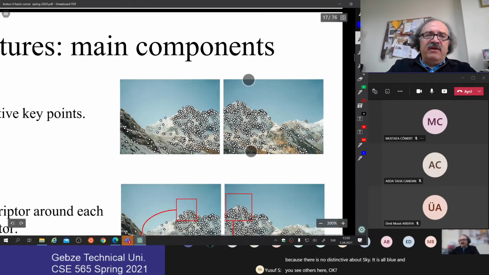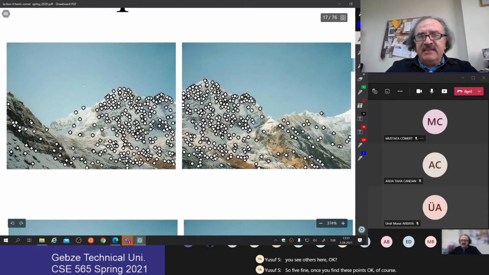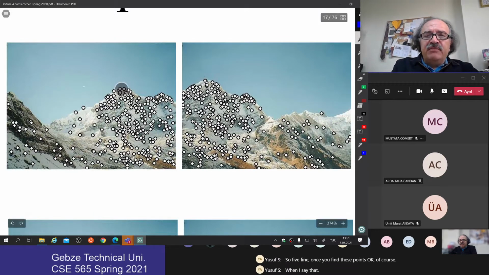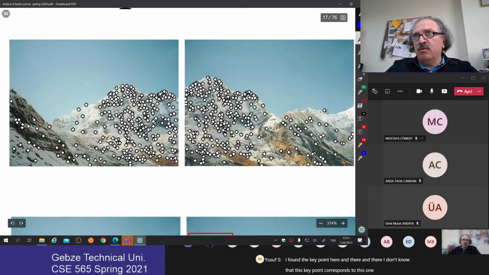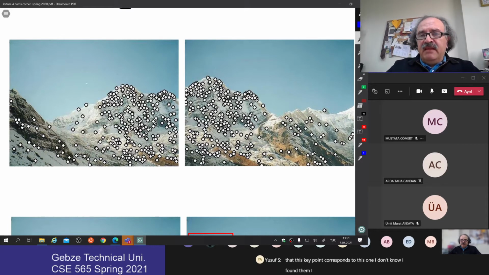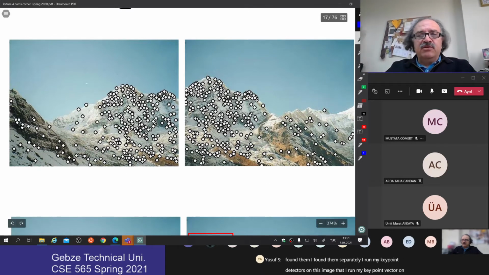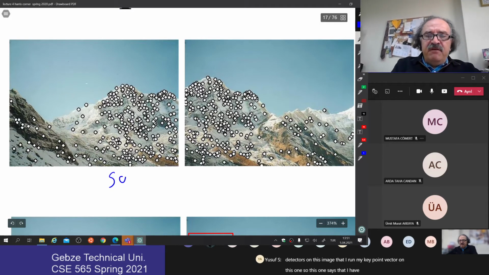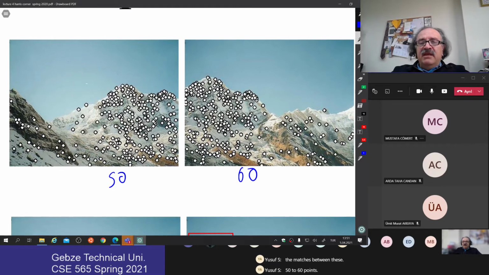So once you find these points, of course, when I say that I found a key point here and there and there, I don't know that this key point corresponds to this one. I found them separately. I run my key point detector on this image, then I run my key point detector on this one. So this one says that I have 50 key points. This one says that I have 60 key points. Now it is up to me to make the matches between these 50 to 60 points. Okay, I am not done yet.